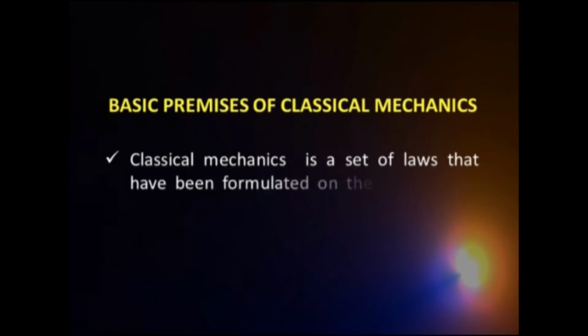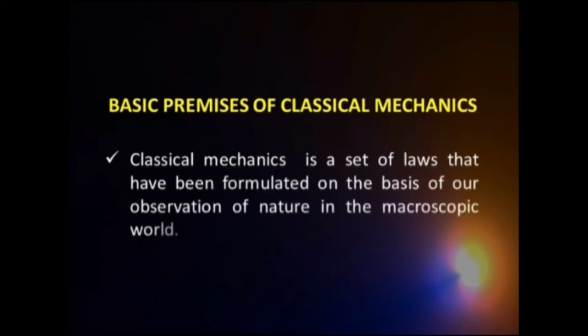Let's begin by looking at what is classical mechanics. Actually, if you really ask me, classical mechanics is a set of laws that have been formulated on the basis of our observation of nature over a period of centuries altogether. That means whatever we gathered in terms of looking at the motion of astronomical bodies, the sun, the moon, and things around us.